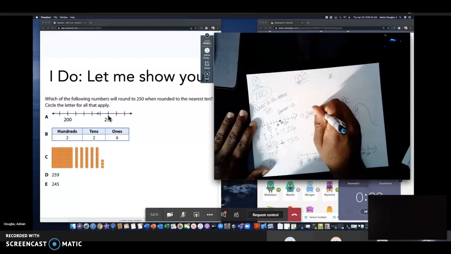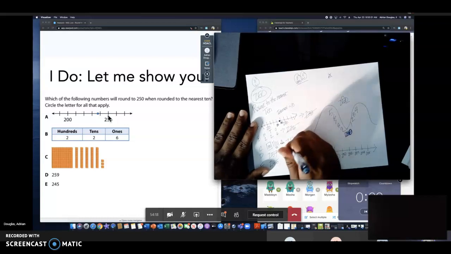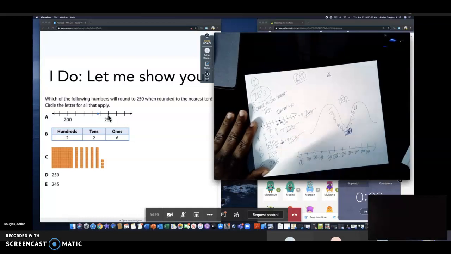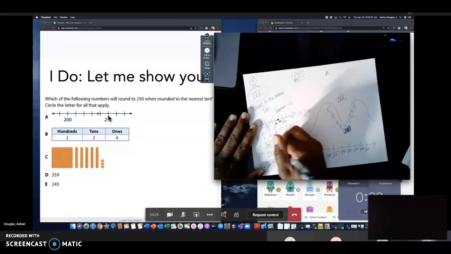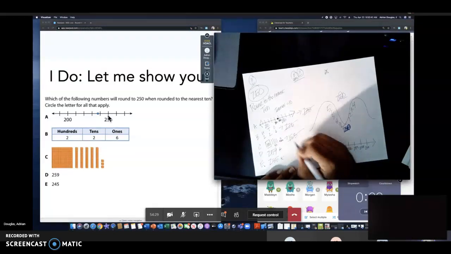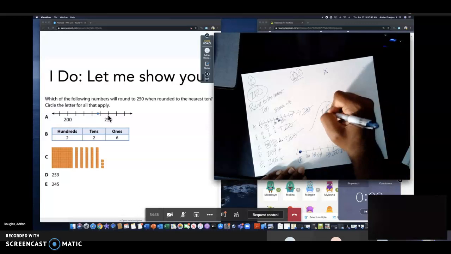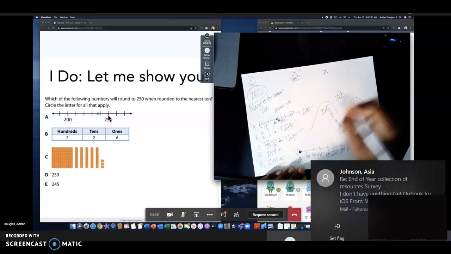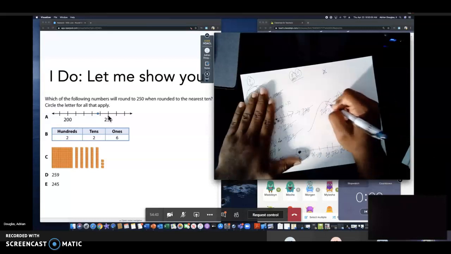So this is not going to round up to 250. This is not going to round up to 250. This is definitely not going to round up to 250. It's looking like these two are the only choices that might make sense. If I put 245 on a number line, it will go right here. I have to ask myself, is 245 a 5 or more in the 1s place? Yes, it is. So that means I'm going to round up.